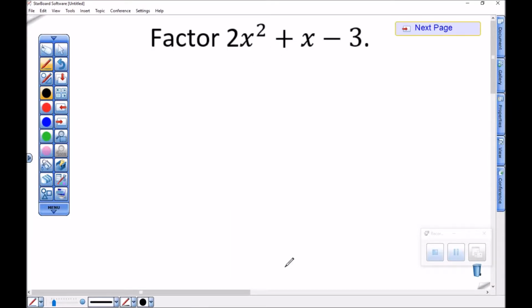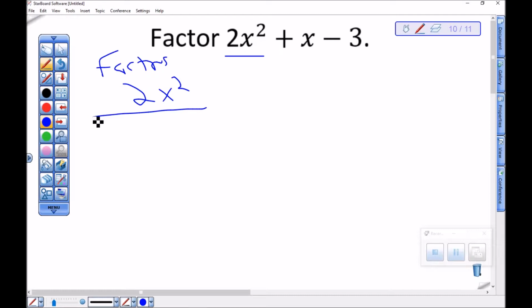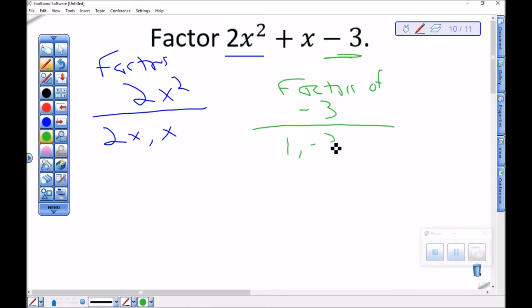If I want to factor 2x squared plus x minus 3. So first, this 2x squared, I want factors. I could have 2x and x, and that's about it, because I don't want negative 2x and negative x, because I can take care of sign in the other one. So I've got 2x and x. Those are my options. Okay, let's look at factors of minus 3. So factors of minus 3 are, well, 1 and negative 3 is a factor pair of that. So is negative 1 and positive 3. But those are the only choices.